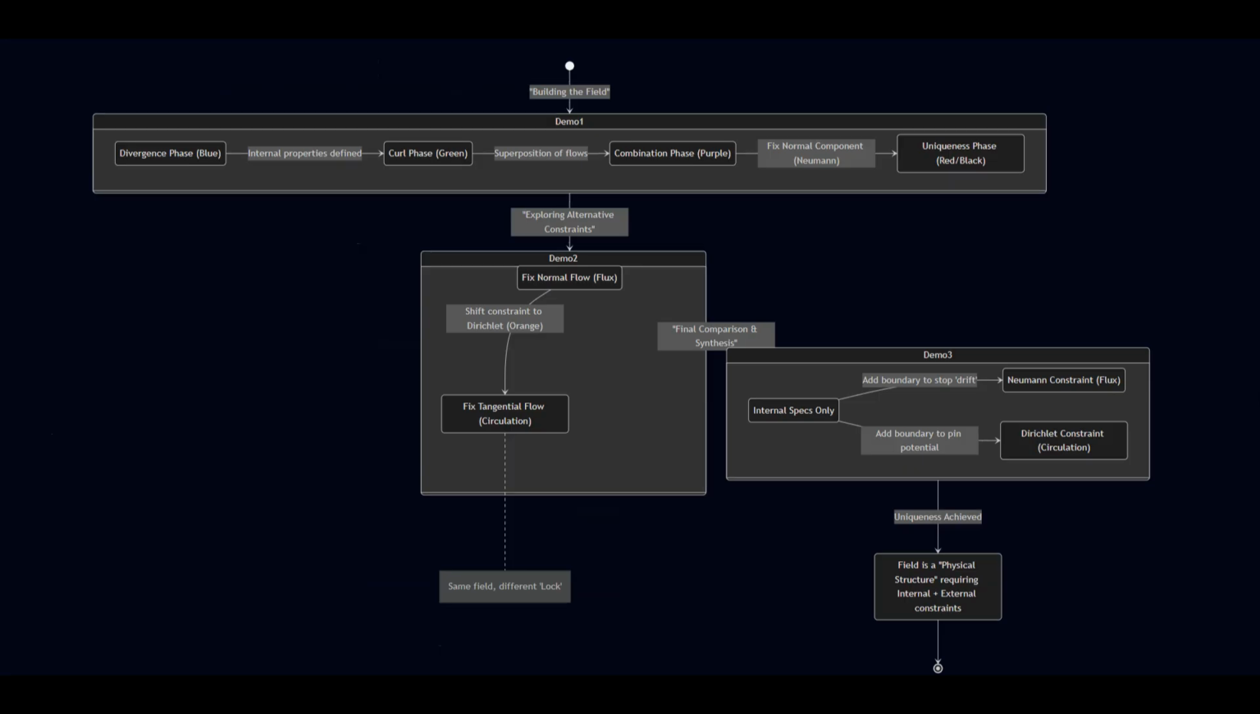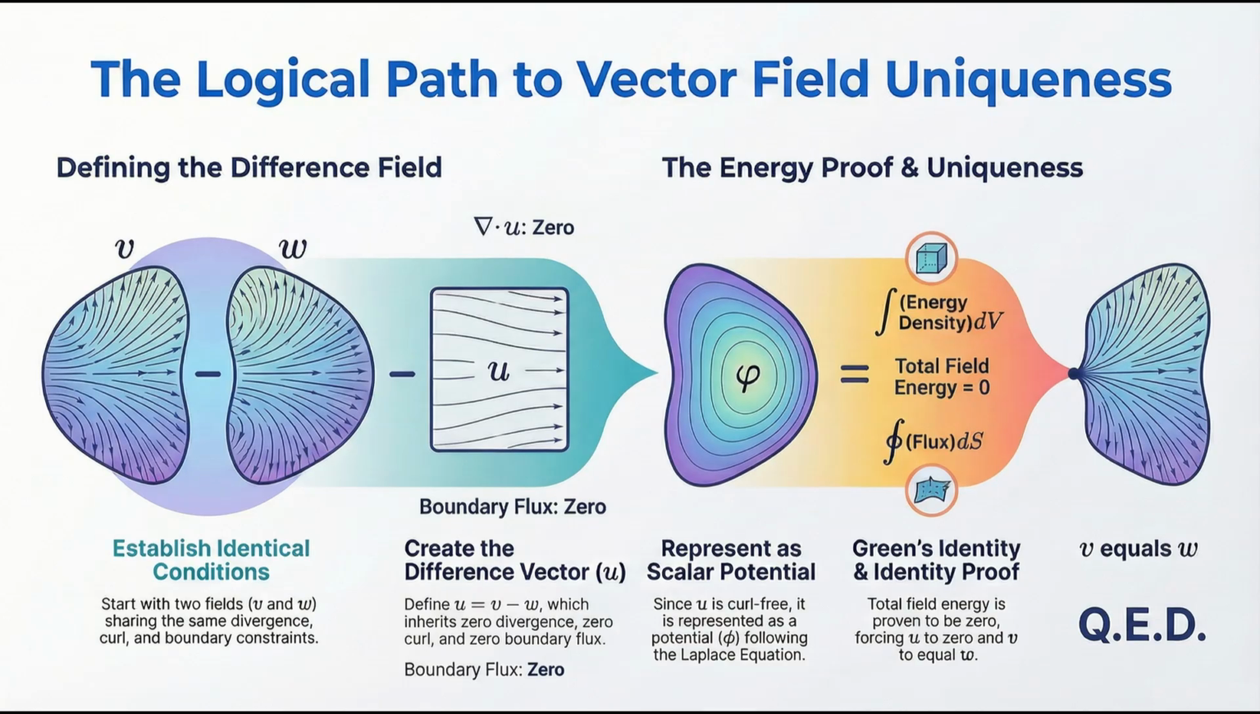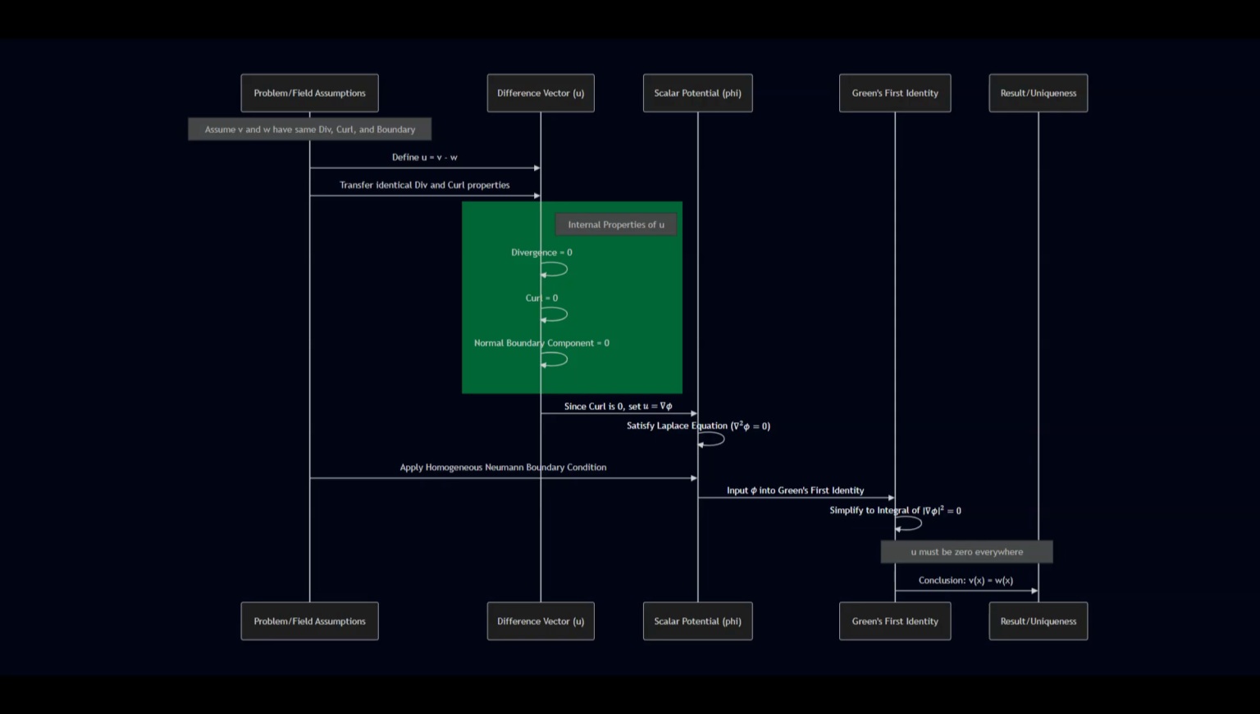The sequence diagram, mapping the logical blueprint. The sequence diagram serves as a direct visual translation of the steps established in the derivation sheet. While the derivation provides the underlying calculations, the diagram illustrates the handoff of information between conceptual stages.